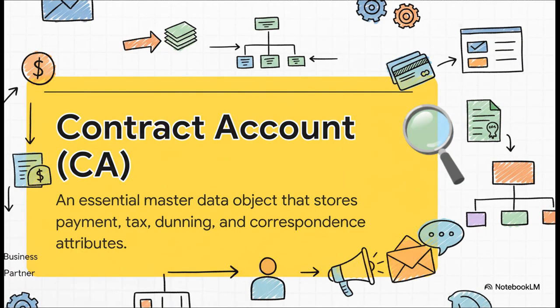And that, my friends, is the contract account, or CA for short. I love this analogy. It's like the central nervous system for a customer's entire financial life inside the system. It's this one master data object that holds all the keys, the rules for payments, for taxes, for dunning, for correspondence. Basically, it dictates everything that happens next.